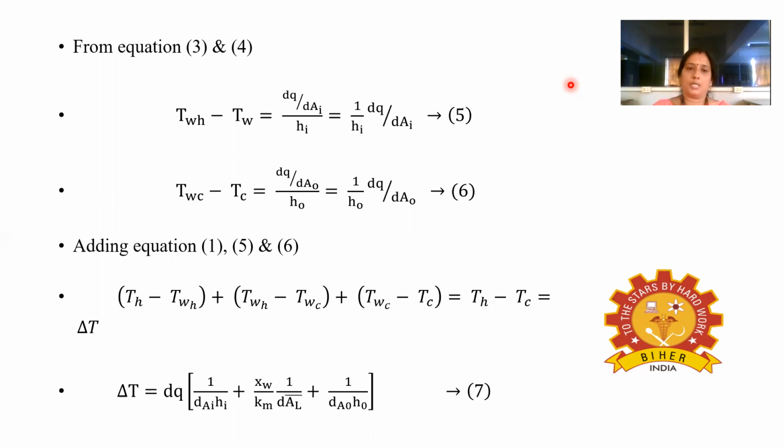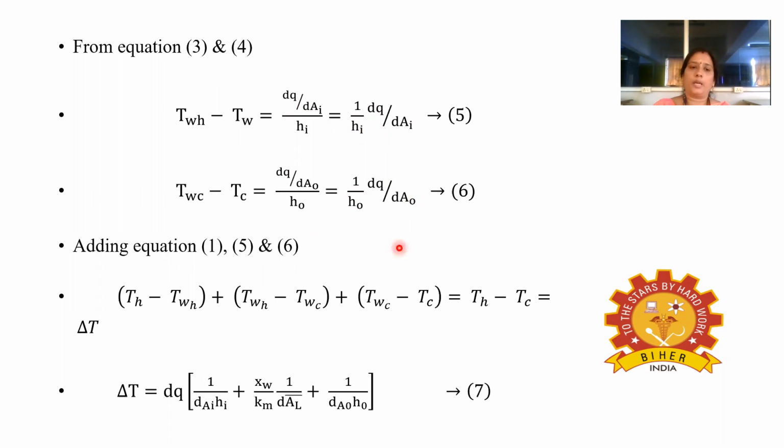After rearranging this, we will get the equations for the temperature differences. TWC minus TC is equal to dq by dA naught divided by h naught, which is equal to 1 by h naught into dq by dA naught. Similarly, TH minus TWH is equal to 1 by hi into dq by dAi. So these are the equations.